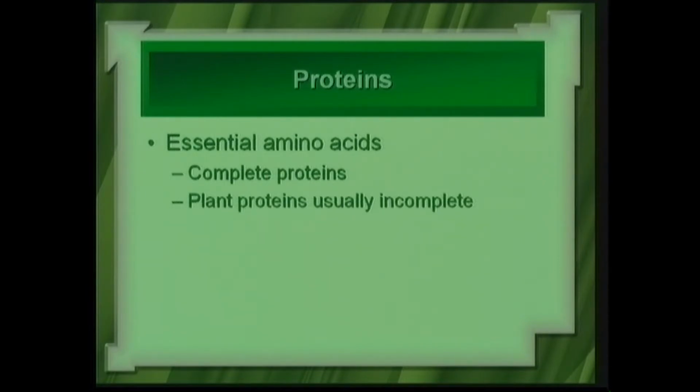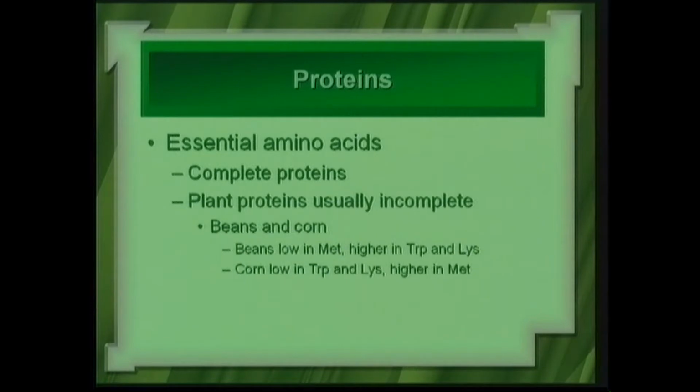So the thing is, plant proteins are usually incomplete. But if you combine foods together, like beans and corn, which were part of many Native Americans' diets, they actually complement each other, because beans tend to be low in methionine. MET is short for methionine. Also, beans are high in tryptophan and lysine, so these are 3 of our essential amino acids. Corn tends to be low in tryptophan and lysine and higher in methionine.